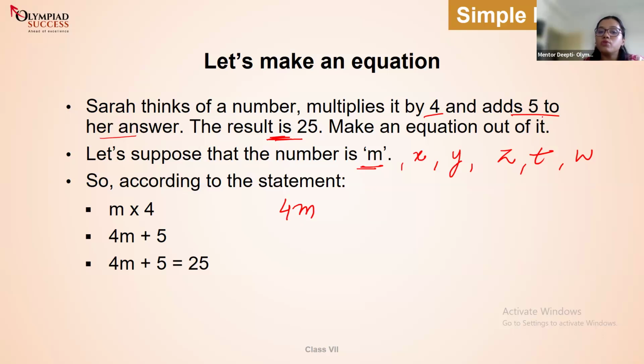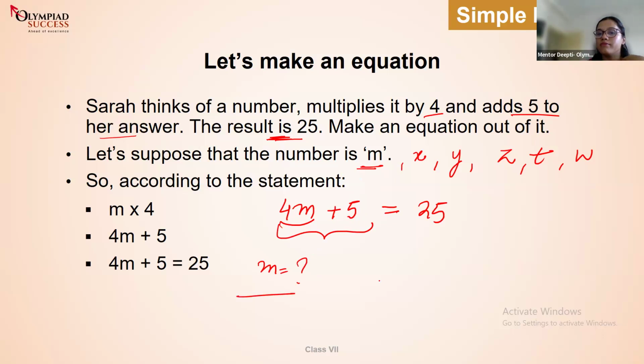Then she added 5 to her answer. So 4 multiplied with M, whatever answer would be, she added 5 to it. So be very careful. She is adding 5 to 4M, not just M, but to the 4M. And the final result of this expression should be equal to 25. Now, can you solve this equation and tell me what is the value of M?